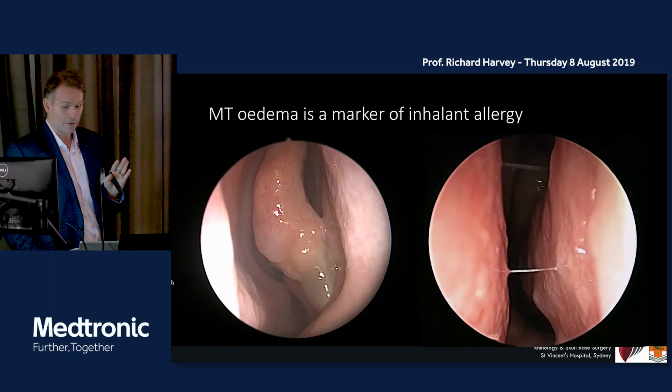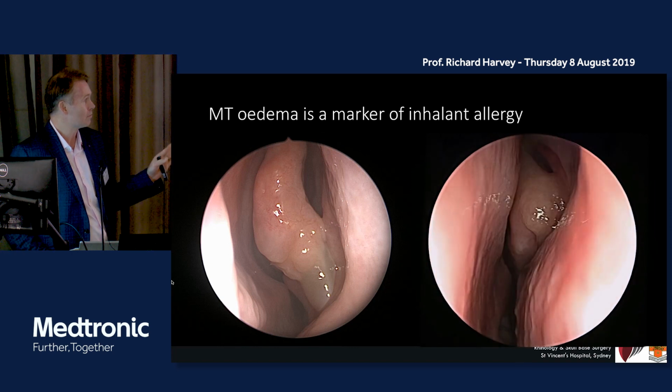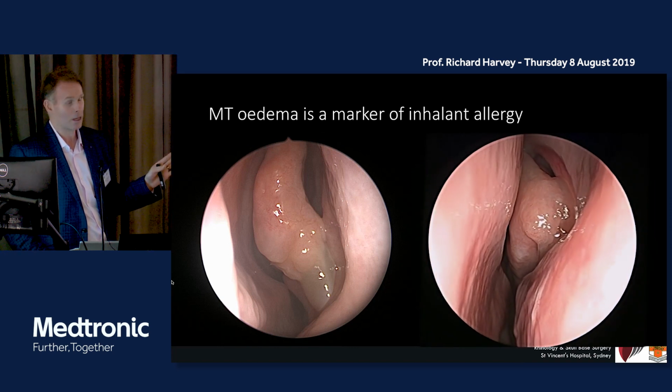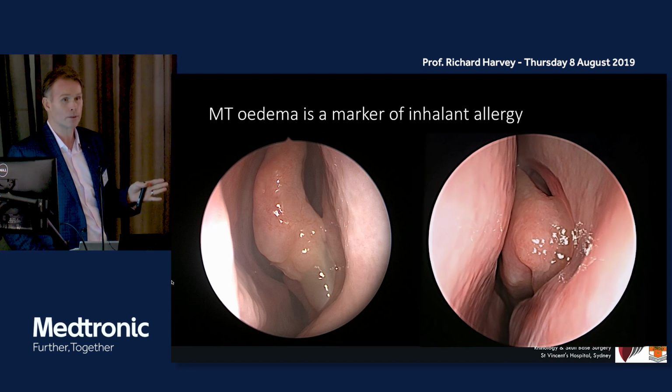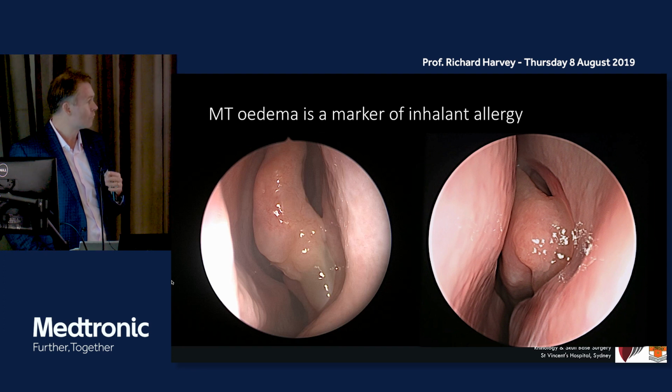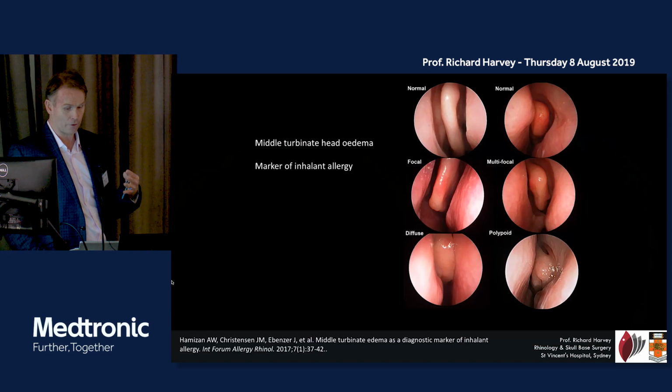Now, the biggest marker for these patients is this. This is middle turbinate head edema. Now, erroneously, some people refer to this as polyps. This is not polyps. This is edema coming off the turbinate heads. And it is a very strong marker of inhalant allergy. And once you start looking for it, you'll see it more often.